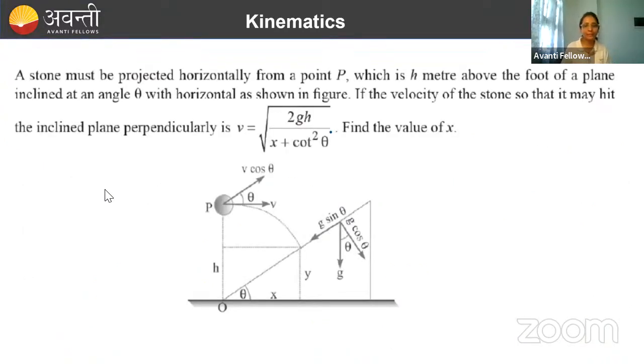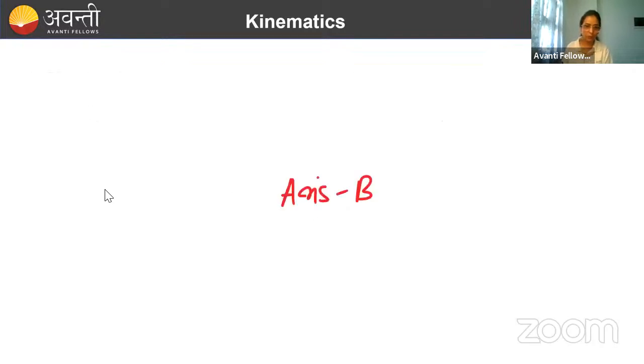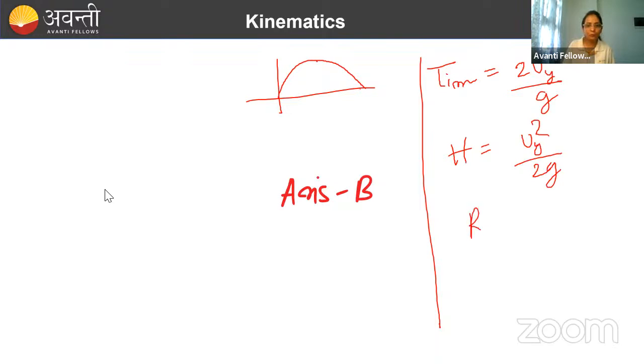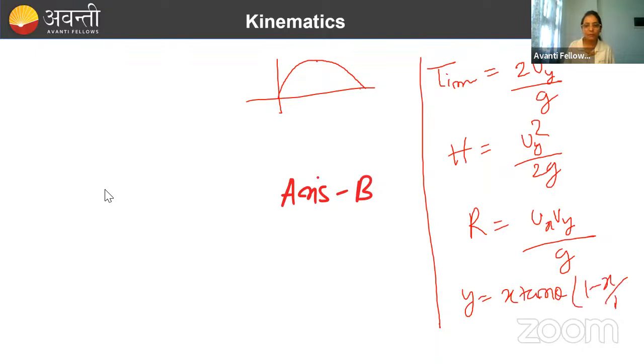Now this is the question again. This is a question from your projectile motion. Before that, I just want to remind you all the formulas. So the time period for ground to ground projectile: if I talk about it, the time period used to be 2u sin theta by g, that is, 2u y by g, and the maximum height u y whole square by 2g, and the range u x into u y by g, and the equation y is equal to x tan theta into 1 minus x by R.